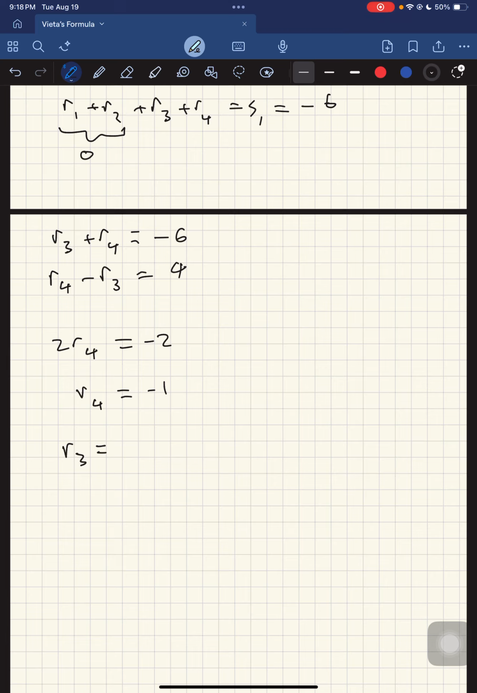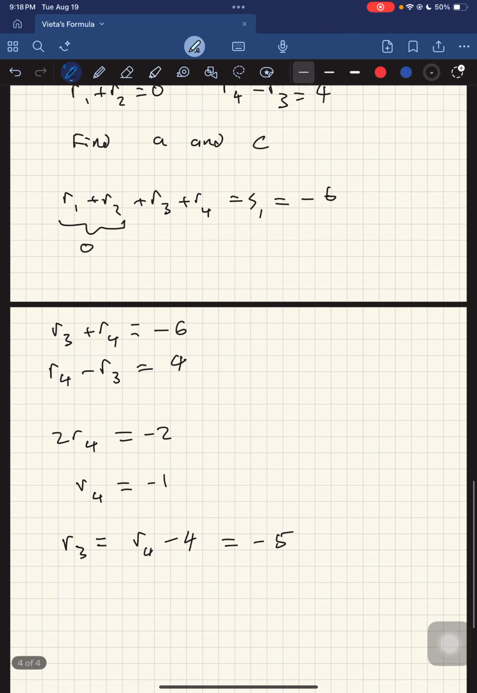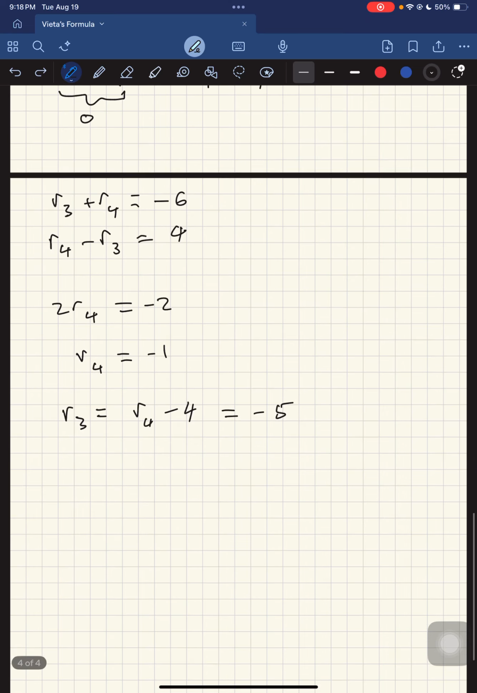And then R3 is going to be equal to R4 minus 4, which is going to be equal to negative 5. So now we know what R3 and R4 are. And also we have that R1 + R2 equals 0, and this means that R2 is equal to negative R1.